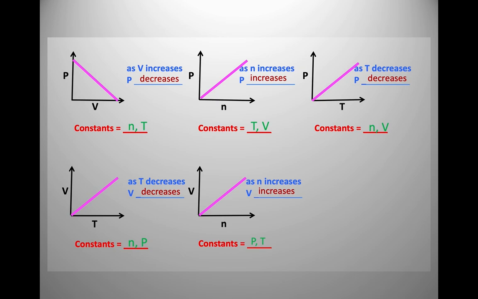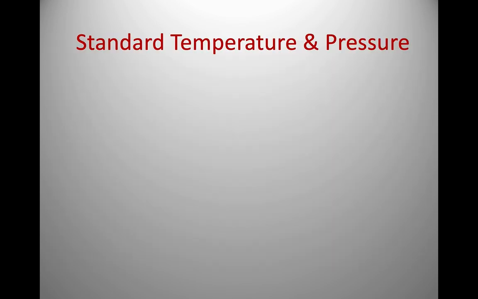So this is where I had the balloon and the bell jar, and I removed the atmosphere, and the balloon got bigger. So the pressure went down, the volume went up. This is an indirect relationship. One goes up, the other goes down. Okay, these are important concepts to keep in mind when we're dealing with gases.